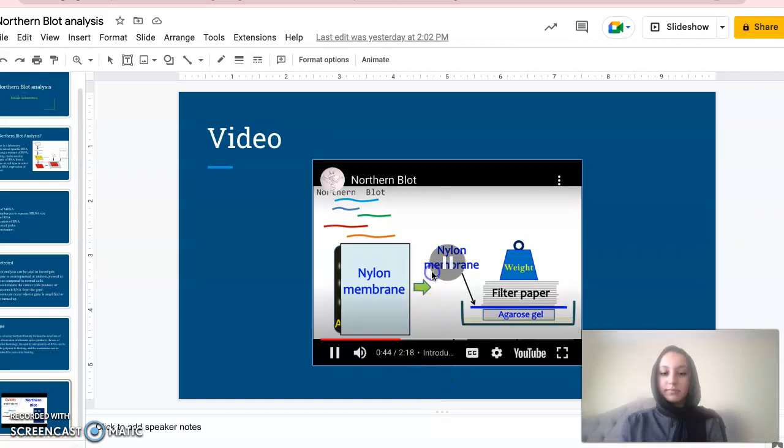nylon membrane. That pretty much concludes the northern blot analysis.